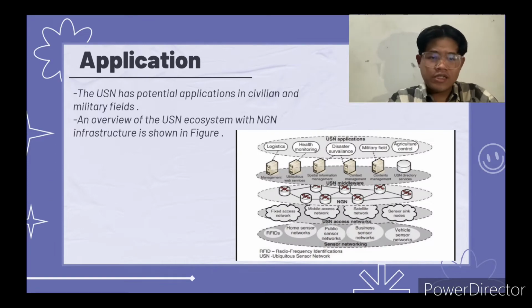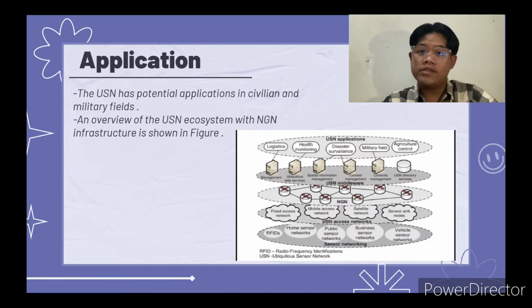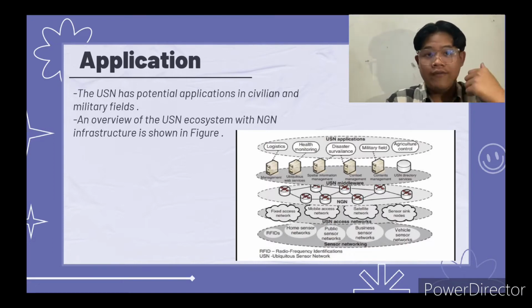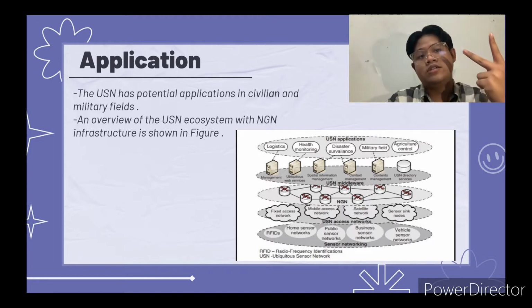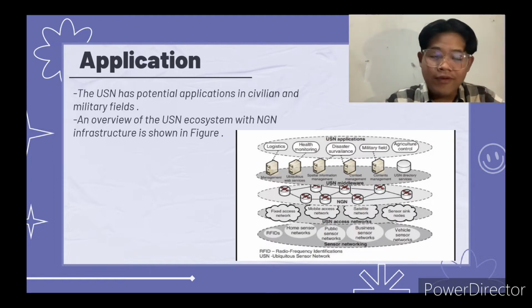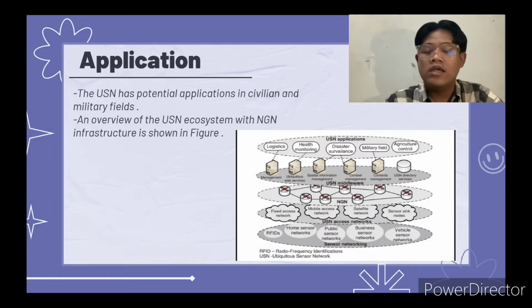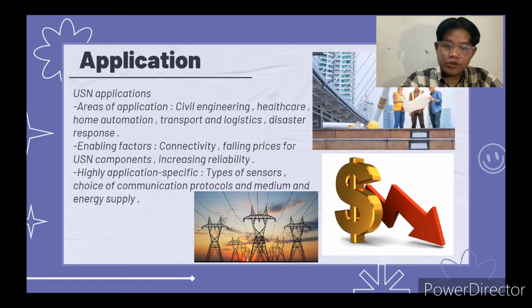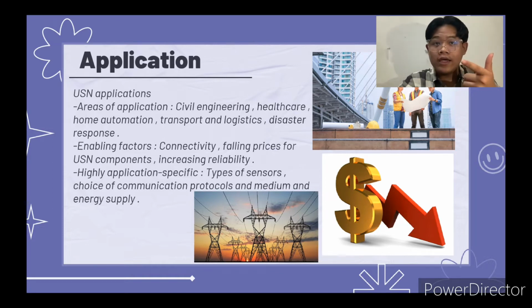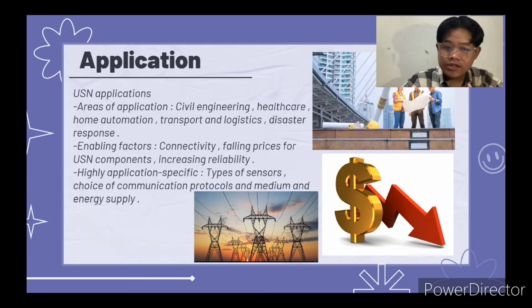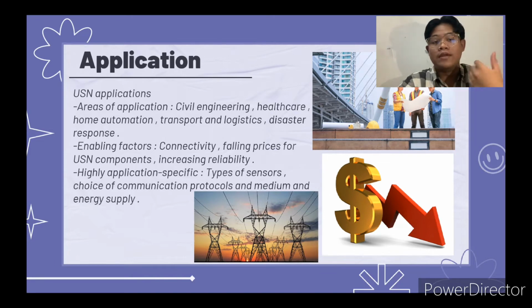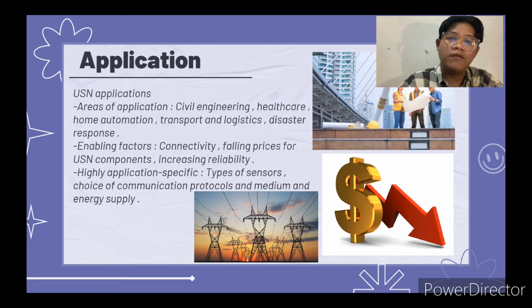USN has potential applications in civilian and military fields. For example, some civilian USN applications are environment monitoring, healthcare, intelligent transport systems, intelligent home, and so on. An overview of the USN ecosystem with NGN infrastructure is shown in the figure. Next, I will elaborate more about the applications of USN. First, areas of application: civil engineering, healthcare, home automation, transport and logistics, disaster response, environmental monitoring, agriculture and military. Then we have enabling factors: connectivity, falling prices for USN components, increasing reliability and decreasing size of sensor nodes, partially independent from electricity networks.